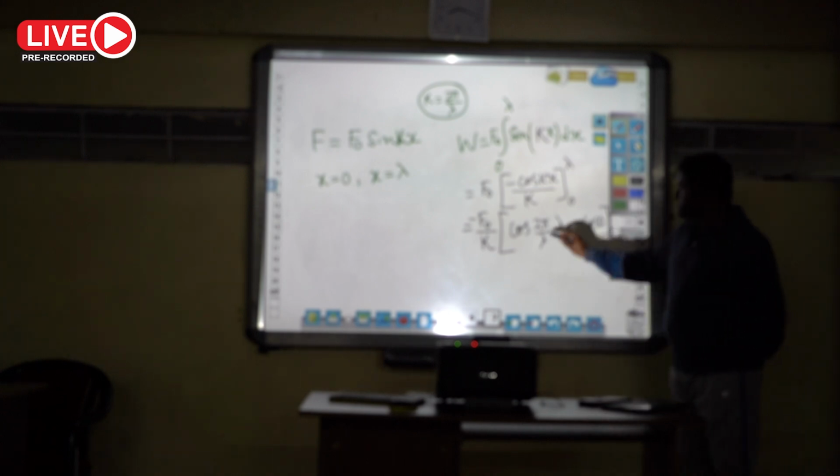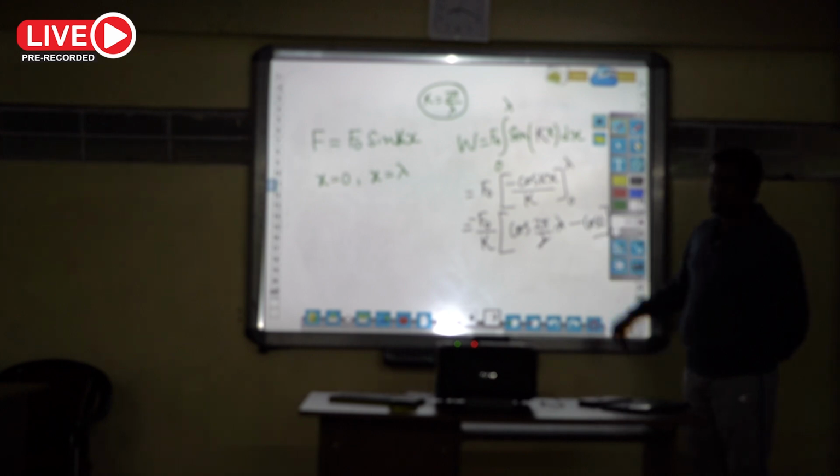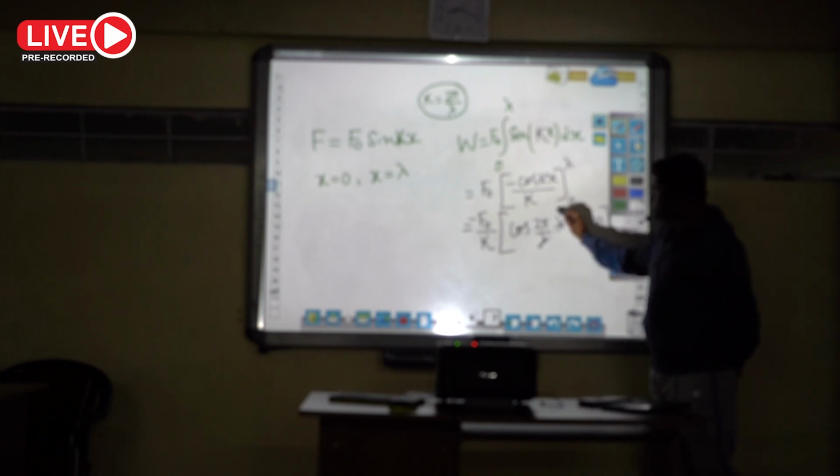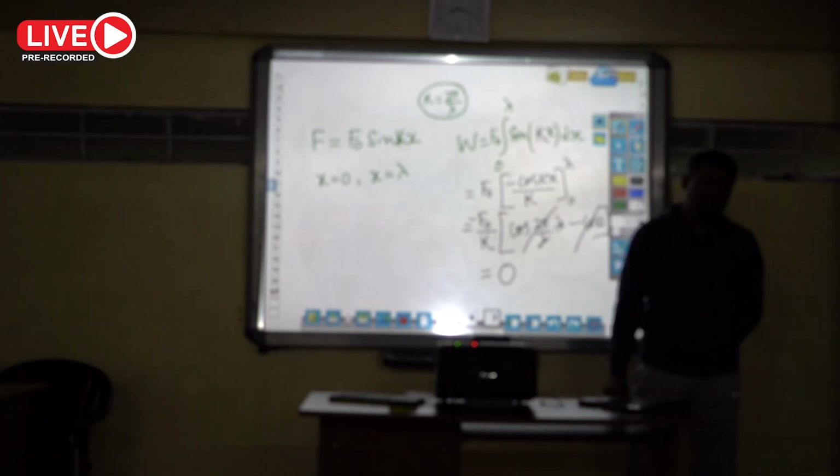Now this one will give you cos 2 pi. What is cos 2 pi? Cos 2 pi is plus 1. Cos pi is minus 1. Cos 2 pi is plus 1. Cos 0 is plus 1. So both will cancel and the result will be 0.